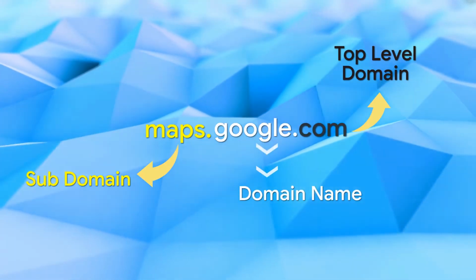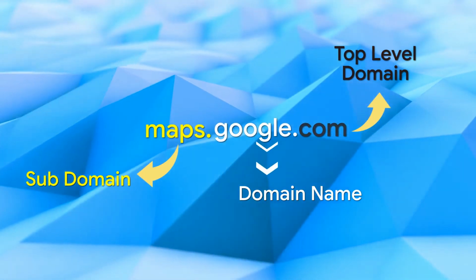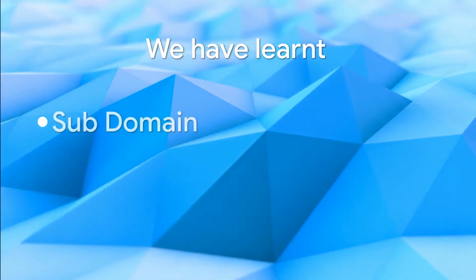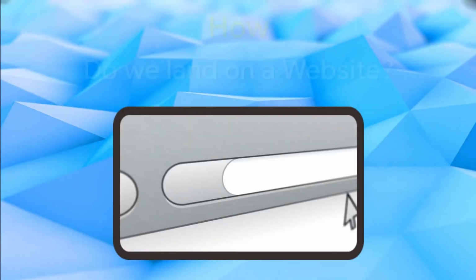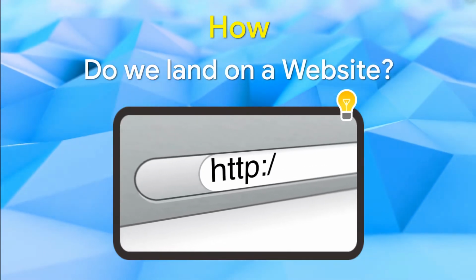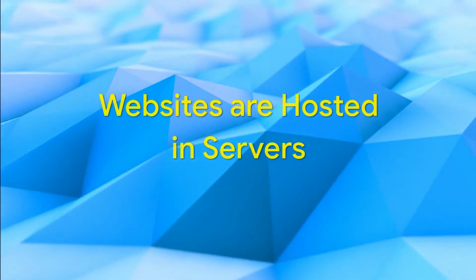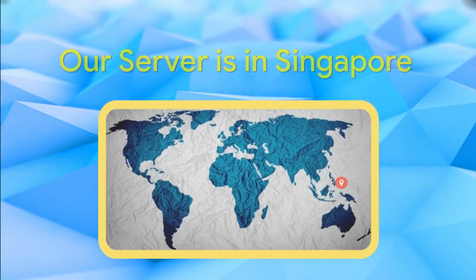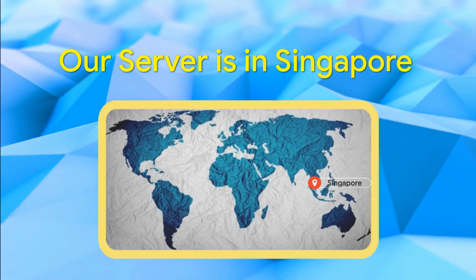Now let's put together everything that we have learned till now. We understood what subdomains, domains, and top level domains mean. Now let's look at how we land on a website when we type in the website's name. All websites are hosted in special computers called servers. Let us assume that our website is hosted in a server which is located in Singapore.